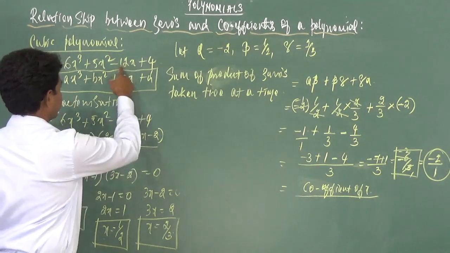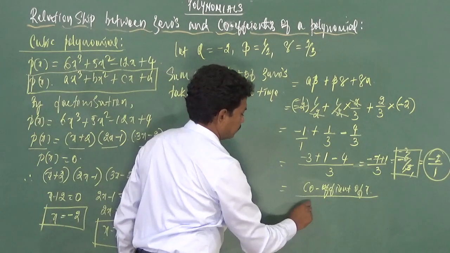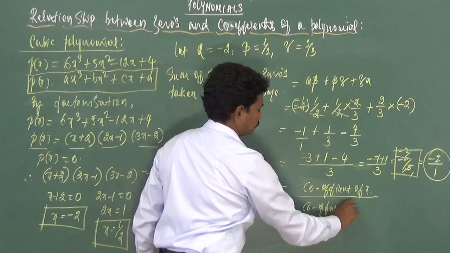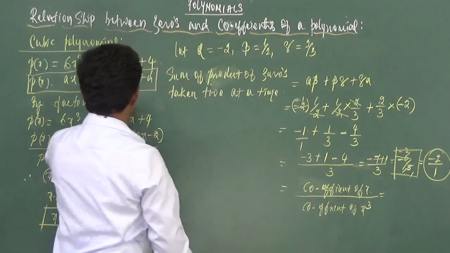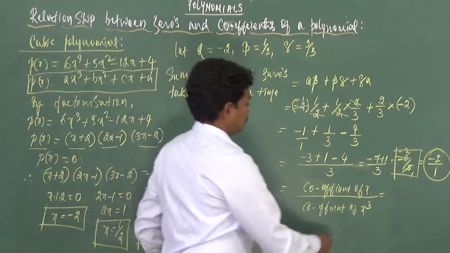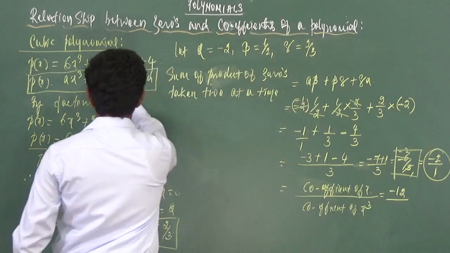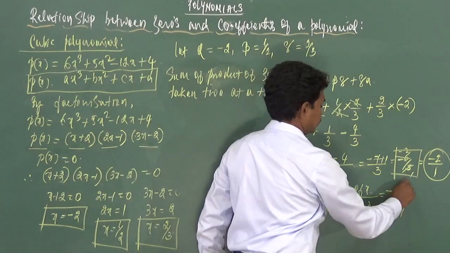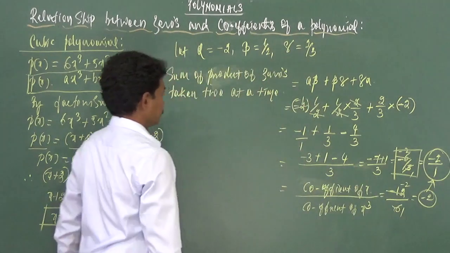So coefficient of x divided by coefficient of x cube. Coefficient of x is minus 12 here. So minus 12 divided by coefficient of x cube, which is 6 here. So that is 6. 6 ones are 6, minus 2s are. So the answer is minus 2. It matches here.